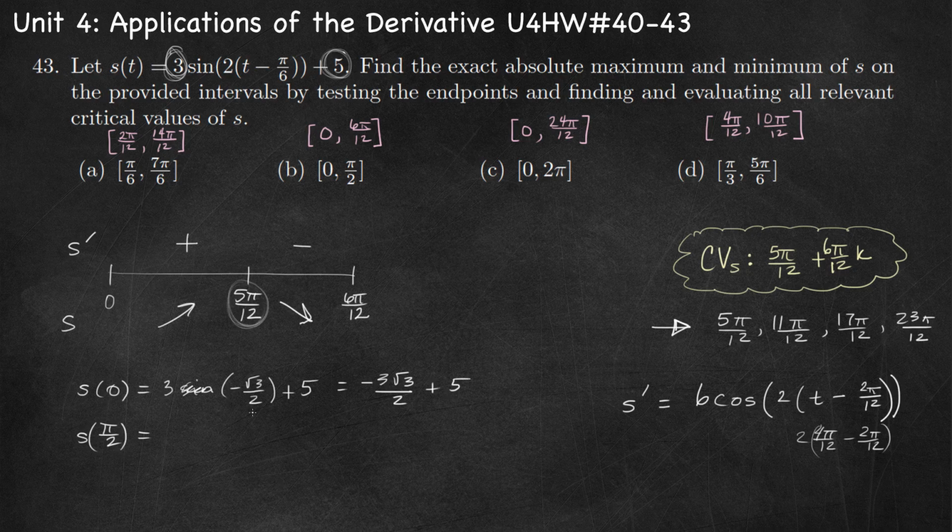At pi over 2, which is the same as 3 pi over 6, 3 pi over 6 minus pi over 6 is 2 pi over 6 times 2 is 2 pi over 3. The sine of 2 pi over 3 is positive root 3 over 2. So we have 3 times root 3 over 2 plus 5. And we're looking for the absolute minimum. So this value is smaller. This will be the absolute minimum: 5 minus 3 root 3 over 2.